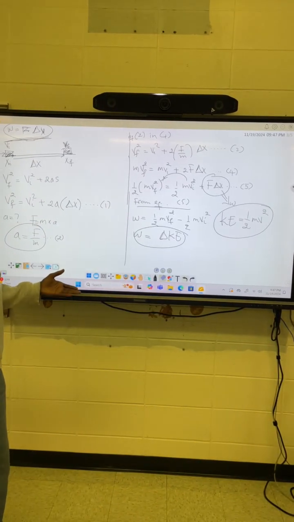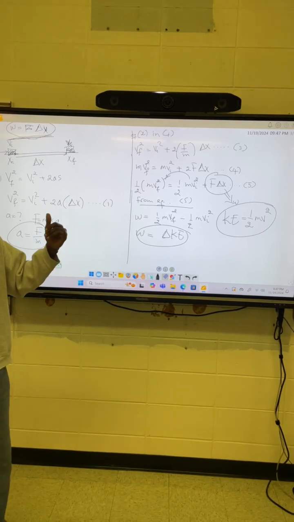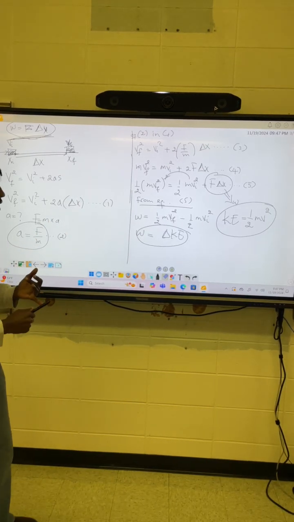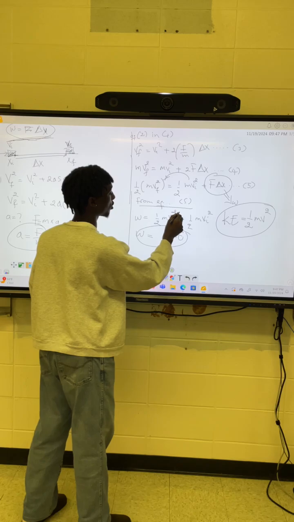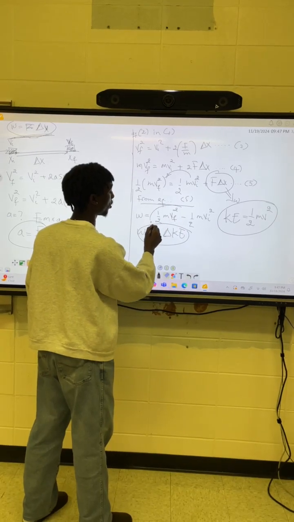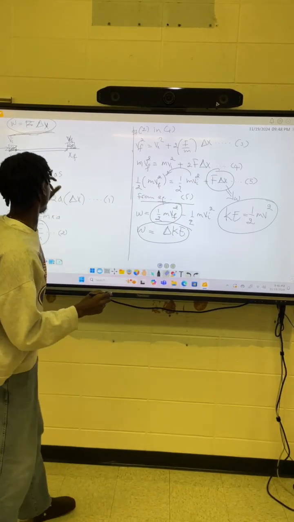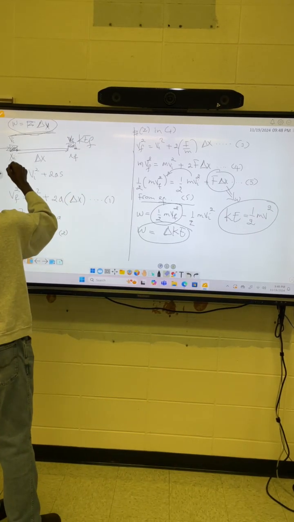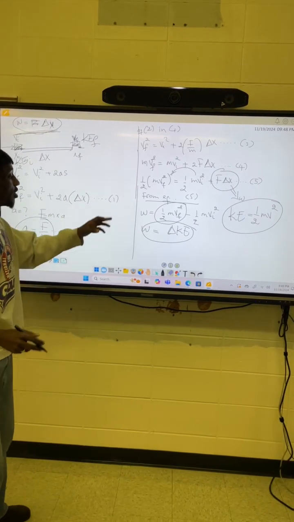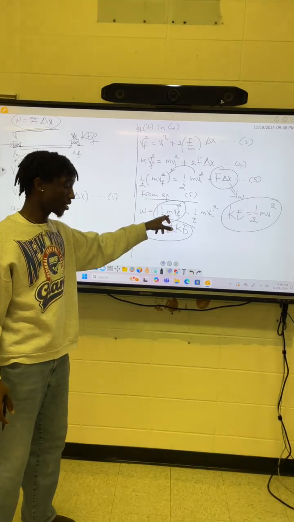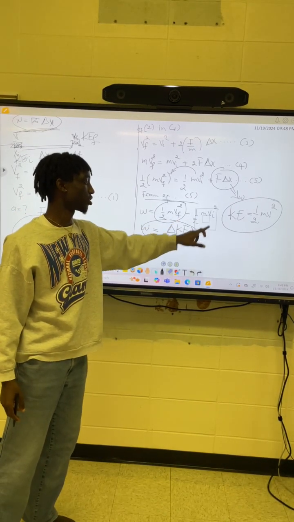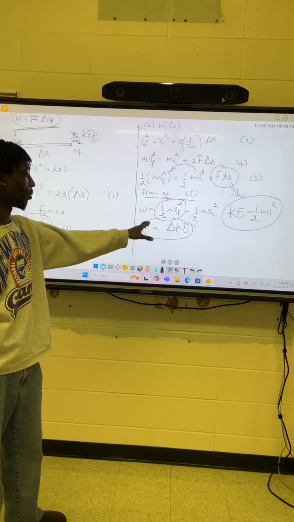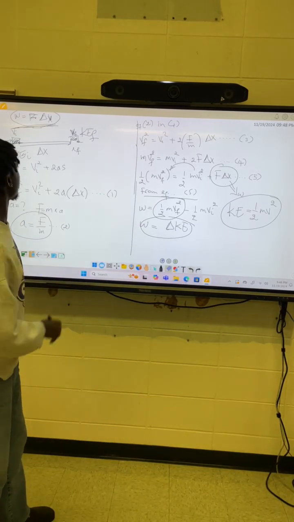So what does that tell us? It tells us that our work will be in joules, because it's energy, and it's going to be equal to the difference between the final kinetic energy and the initial kinetic energy that our mass has. It will be our work done on this specific object.